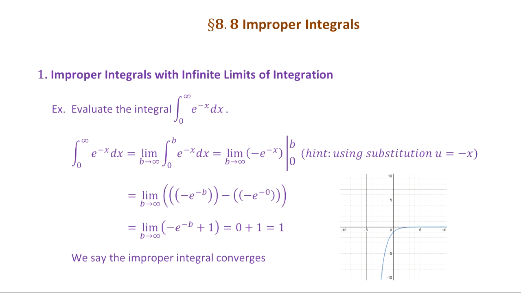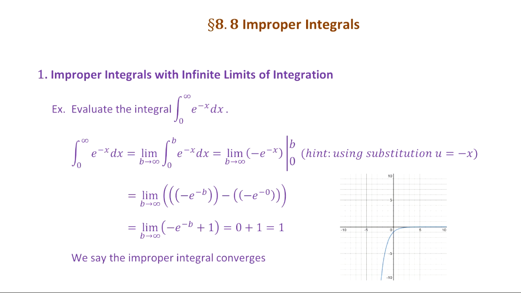This time we need to do an improper integral of e to the negative x from 0 to infinity. Again, this is an improper integral with infinite limits of integration, the same type. So again, it breaks up into two steps. First, you integrate the function e to the negative x from 0 to b. Then you let b approach infinity and take the limit.